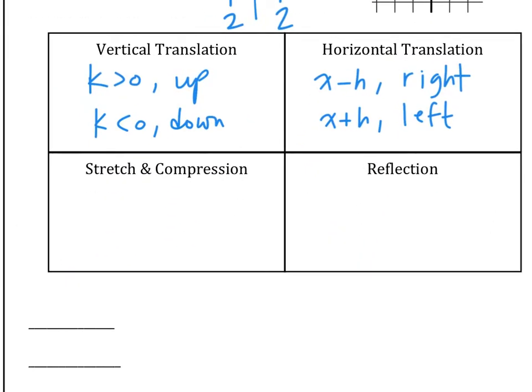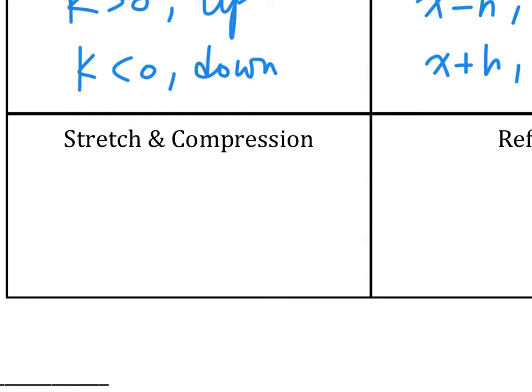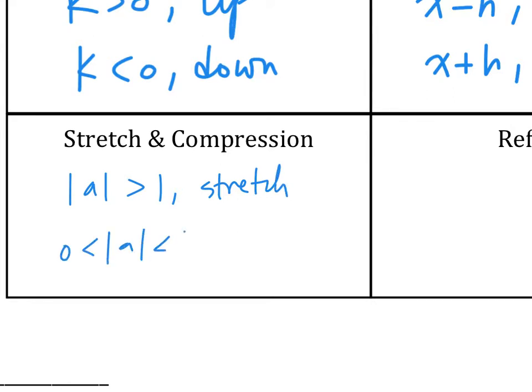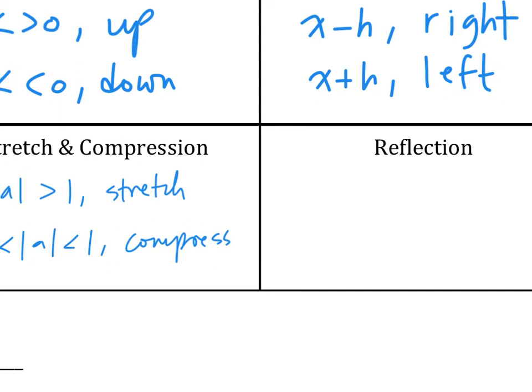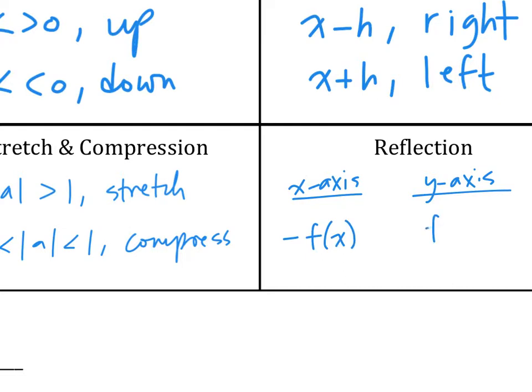Next, we only have one last letter left. That is a. And a has to do with stretch and compress, by the absolute value of a. So when the absolute value of a is greater than 1, is it stretch or compress? Stretch. Good. And when a is between 0 and 1, it's going to compress. The last thing we're going to talk about is reflection. We have two kinds of reflection, x-axis or y-axis. For x-axis reflection, is the negative on the outside or inside? Outside. Correct. So the negative is on the outside of the function. For y-axis, the negative is on the inside.